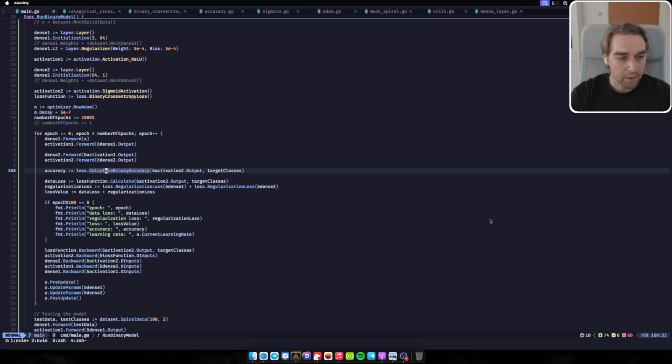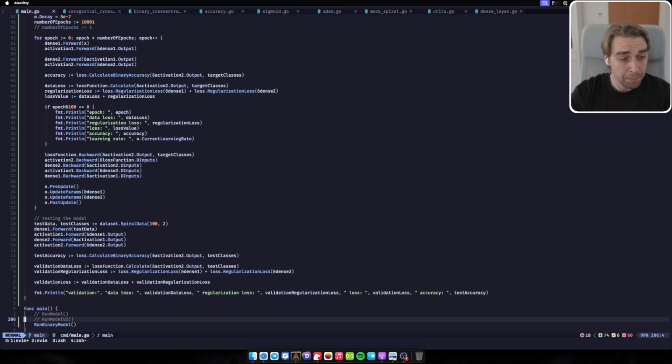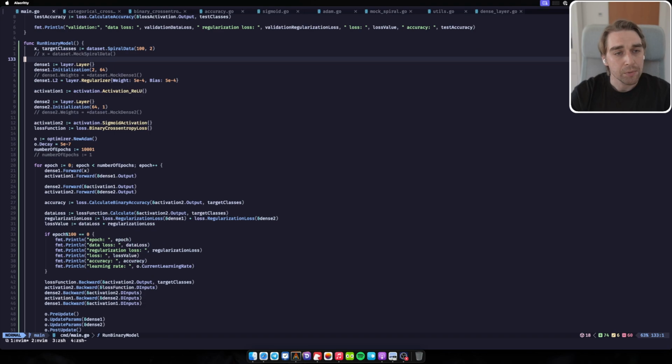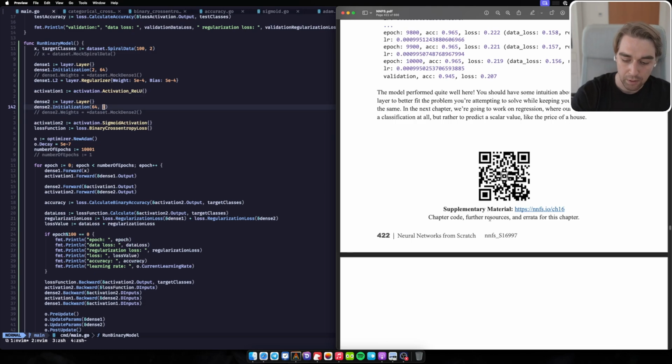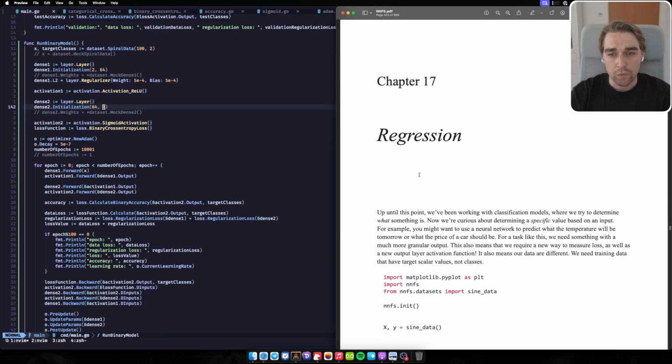Right now I have, for example, an example of training the binary model that predicts two outputs, like true or false, whether it is something or it's not. You can see that the output layer has only one neuron, which can return two values, 0 and 1. Today I will continue with the book, going to chapter 17 already, and that is called regression.